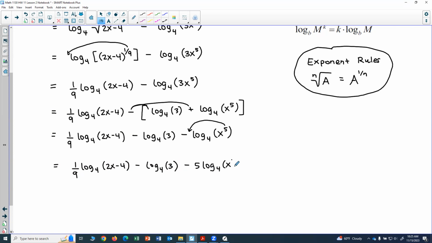Now I look at all the logs. I do not have any multiplication, division, or exponents in any of the arguments. Remember, argument is the expression plugged into the log. So I can say that I'm done expanding this logarithm. And that's how you use the log properties to expand a logarithm.